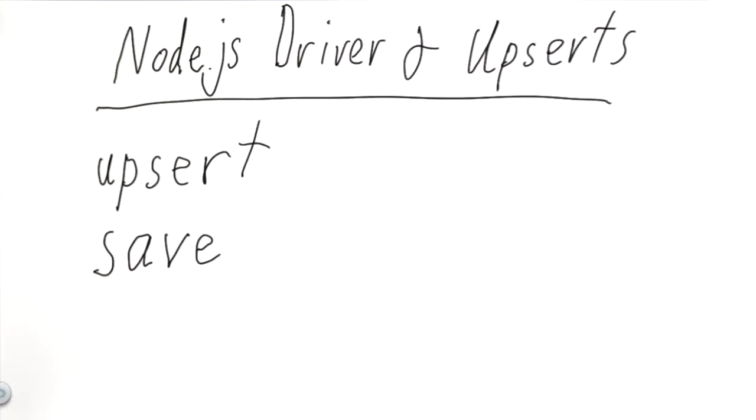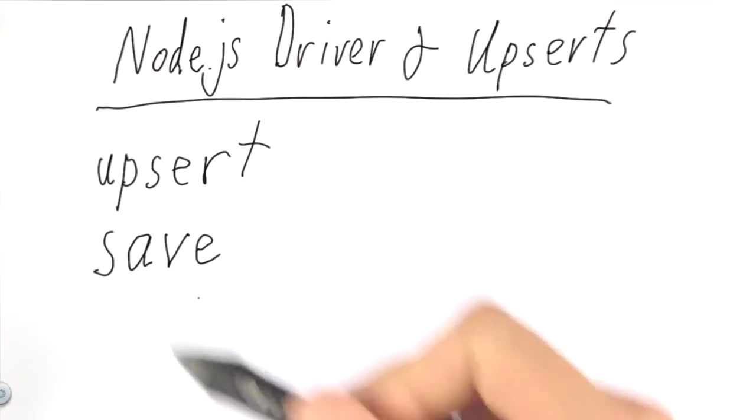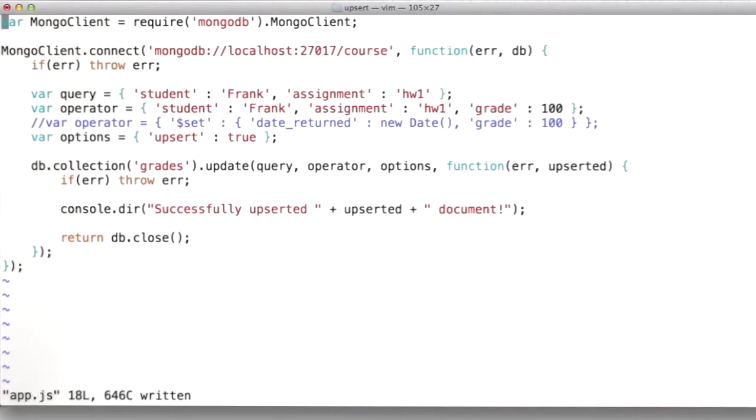Alright, so now let's talk about Upserts using the Node.js driver. First we're going to talk about just Upsert. Then we're going to talk about Save, which is actually a wrapper around Upsert, which has slightly different behavior. So let's get started. Here's our example of using Upsert in MongoDB.